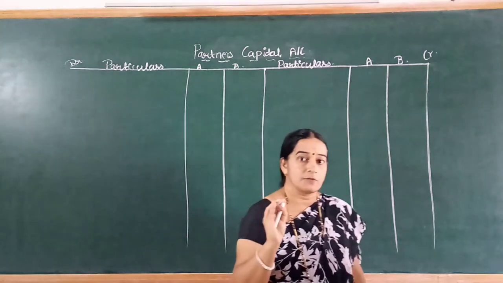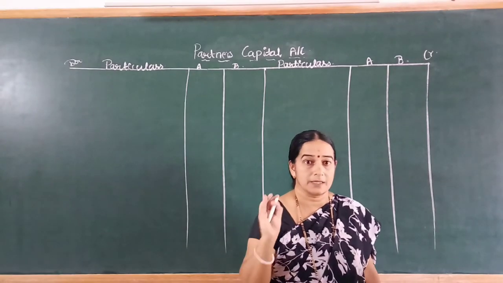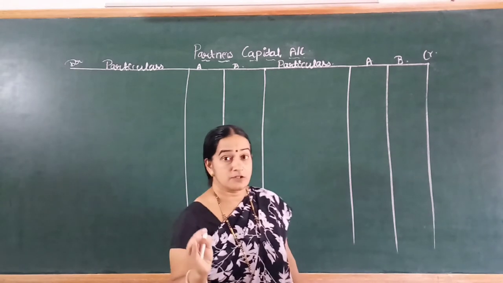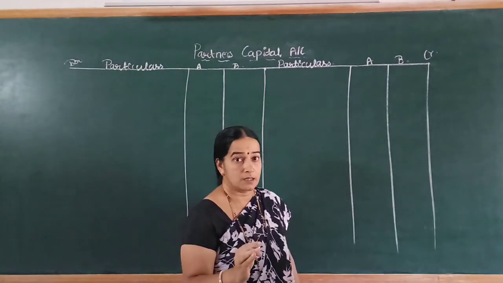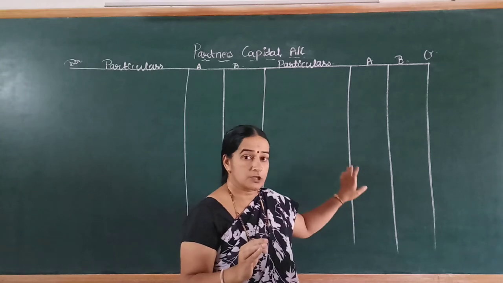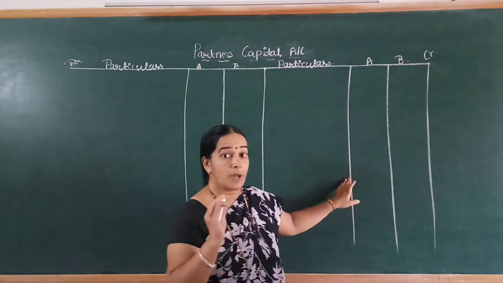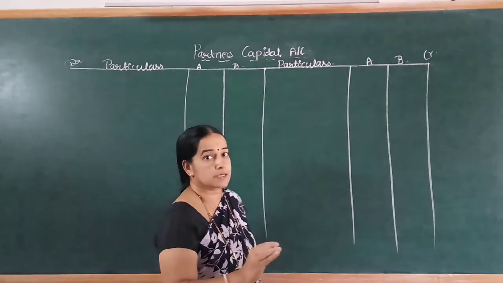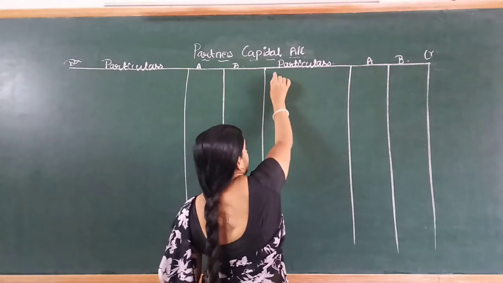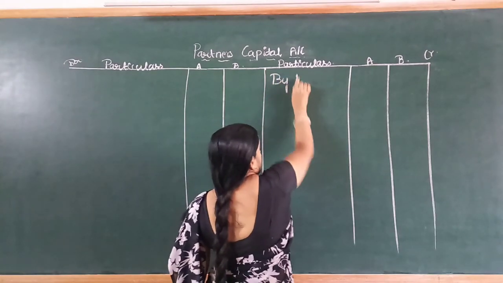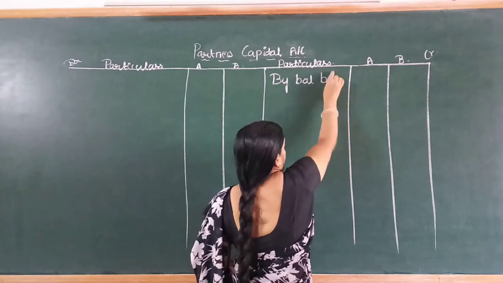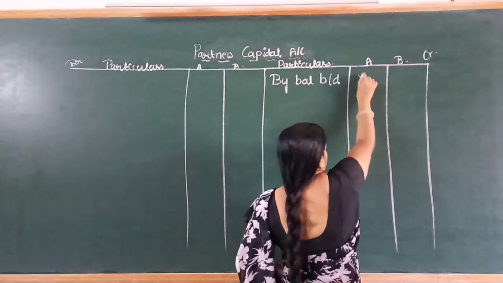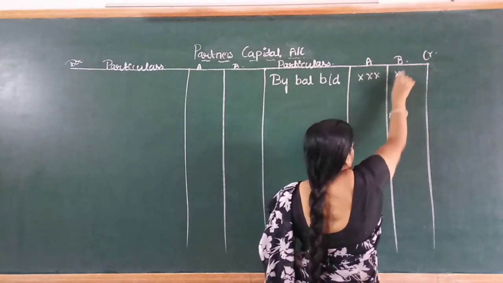The capital account will start with the opening balance. Where will the capital balance be given? It will be given in the balance sheet on the liability side. I have already told you capital shows the credit balance. So the balance brought down should be written on which side? It should be written on the credit side. What is the entry for the opening balance? That is by balance brought down, and in A's column A's capital will be written and in B's column B's capital will be written.